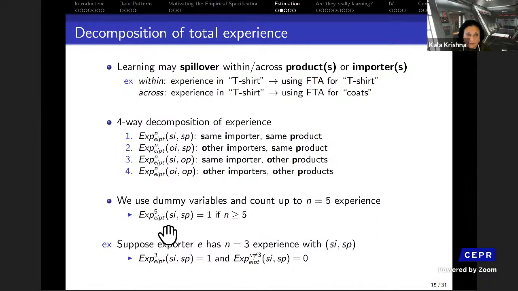So what do we do with experience? It turns out that after 5, nothing much happens. So we use dummy variables and use experience up to 5. Experience 5 will be 1 if the experience you have is greater than or equal to 5, and then we have experience 1, 2, 3, 4. For example, if exporter A has 3 experience with the same importer and the same product, then this experience 3 dummy will be 1, and all other experiences will be 0, just to make sure that we understand how it's put into the regression.